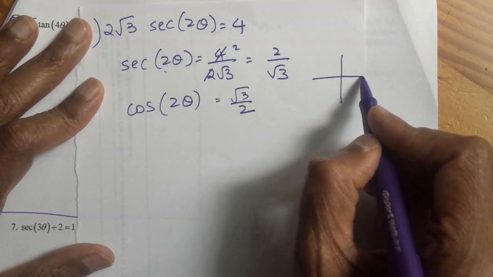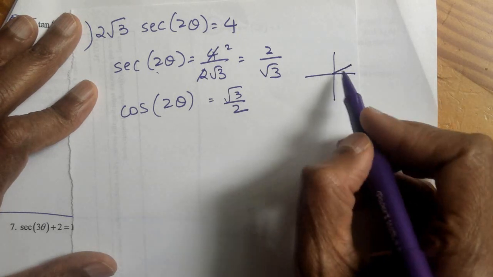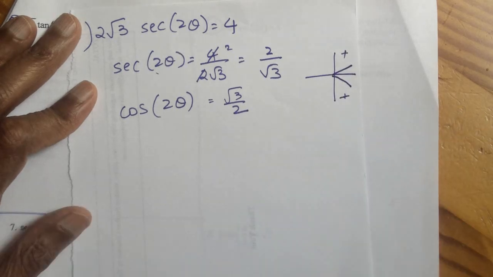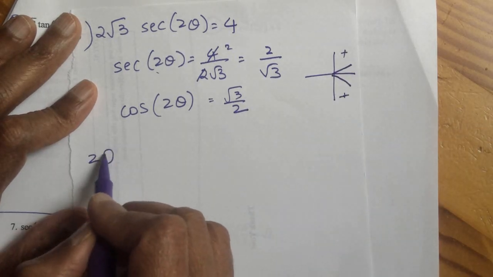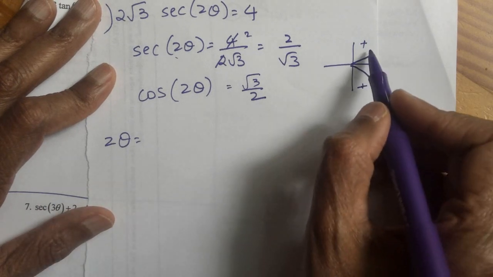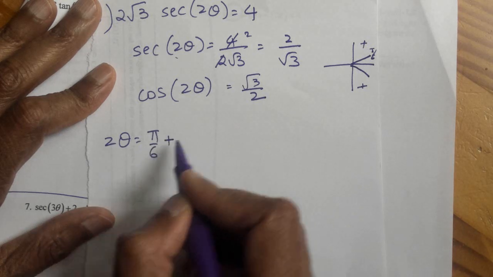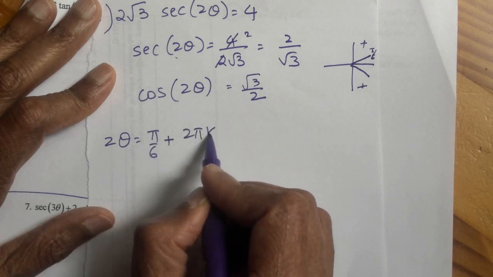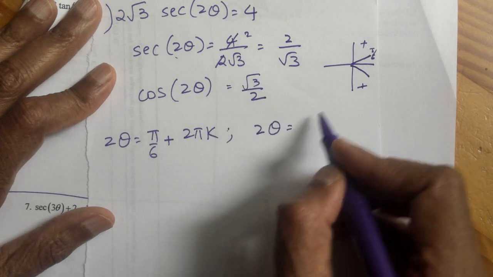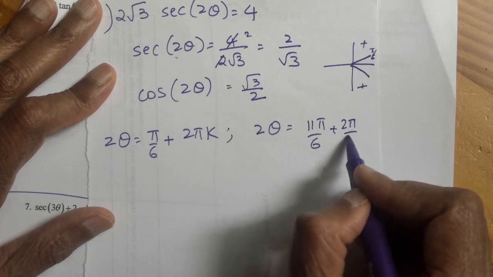Tell me when is cosine square root of 3 over 2. It's at pi by 6. And it is going to be 11 pi by 6, because this is where cosine is positive. So my 2 theta is going to be, it's now similar to the other problem, 2 theta equal to pi by 6 plus 2 pi k, and 2 theta equals 11 pi by 6 plus 2 pi k.